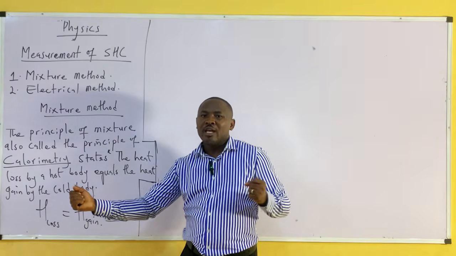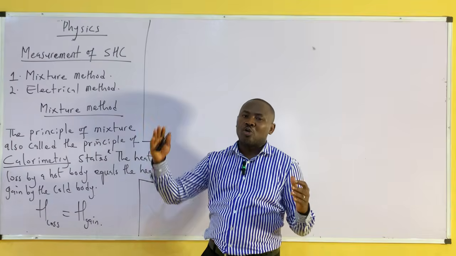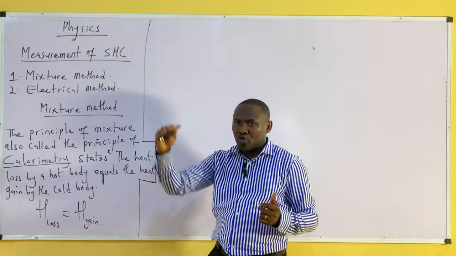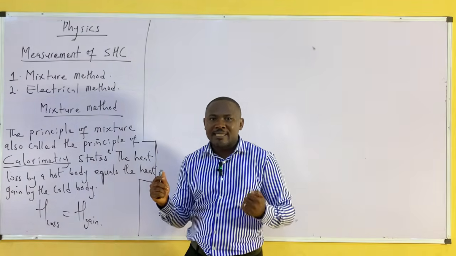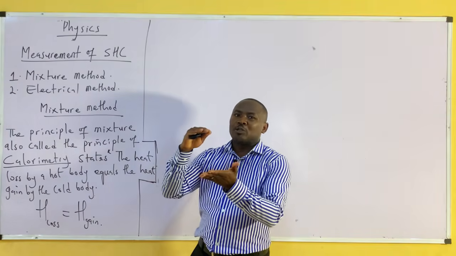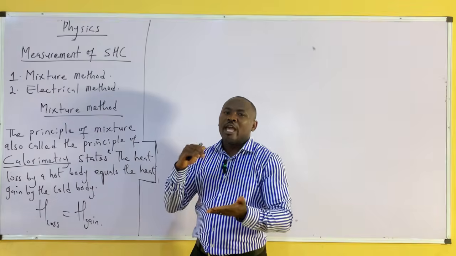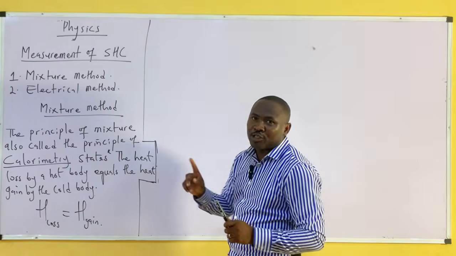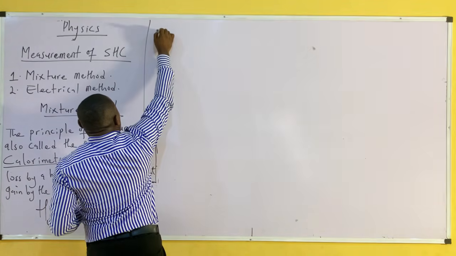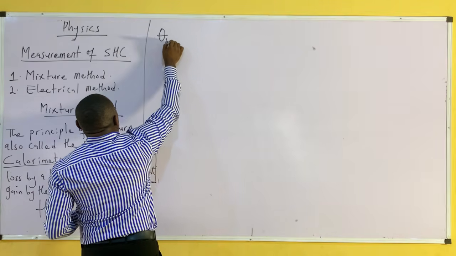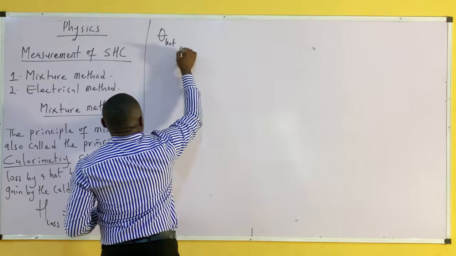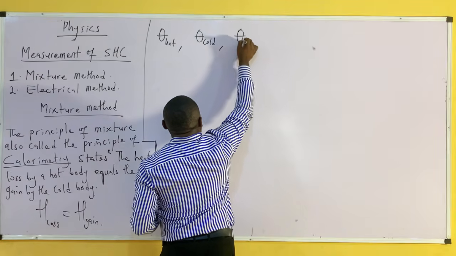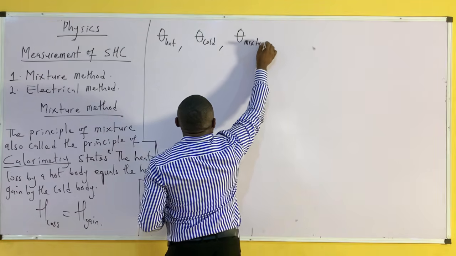So when the hot body and the cold body are mixed, one temperature decreases because the hot body will lose heat, while the cold body will gain heat and its temperature will rise. Both of them will meet at a temperature called the equilibrium temperature, and we can call that temperature the mixture temperature. Let's assume this to be theta hot, the temperature of the hot water. Let's assume this to be theta cold, the temperature of the cold water, and this to be theta mixture, the temperature of the mixture.